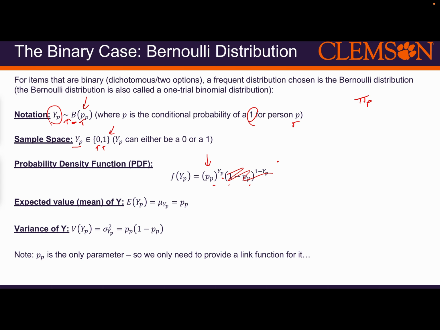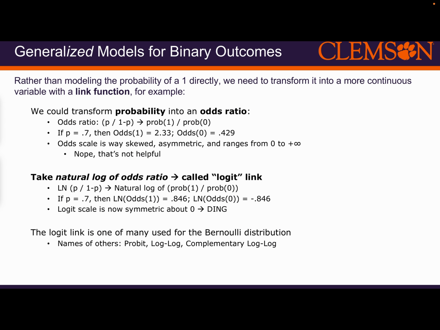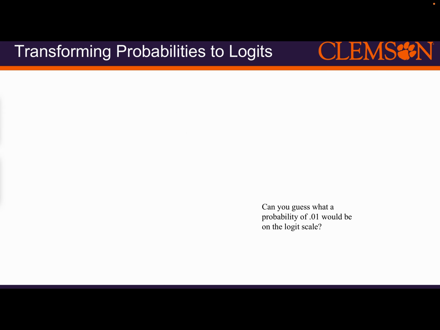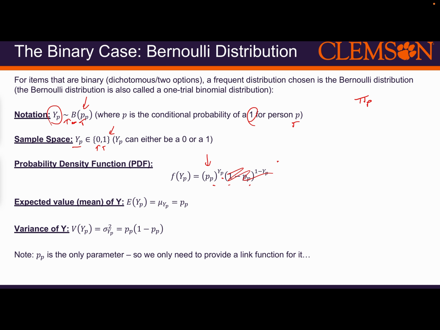If y were a 0, now I can't undo what I just did. Come on, PowerPoint, not going to help me there. All right, try it again. If y is a 0, what's the probability of 0? Well, it's 1 minus the probability of a 1. That's what shows up. There you have it.